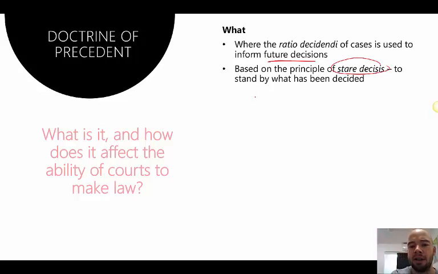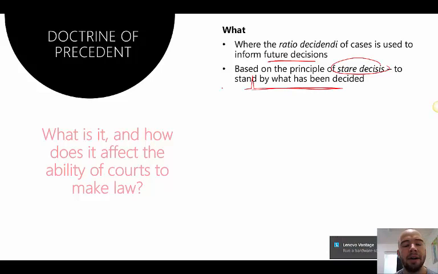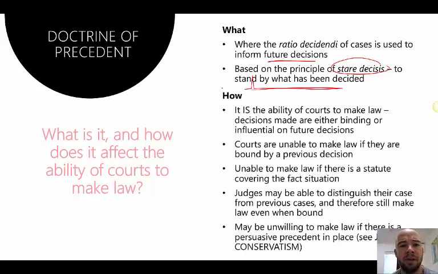This is the idea of stare decisis, to stand by what has been decided. That's what the courts are going for. So how does it affect the ability of courts to make law? Well, in the first instance, it just is the ability of courts to make law. Like, this precedent is how courts make law. The decisions a higher court makes must be followed by the lower courts. That's law, it's binding, or at least influential. So precedent is how courts make law in the absolute first instance.